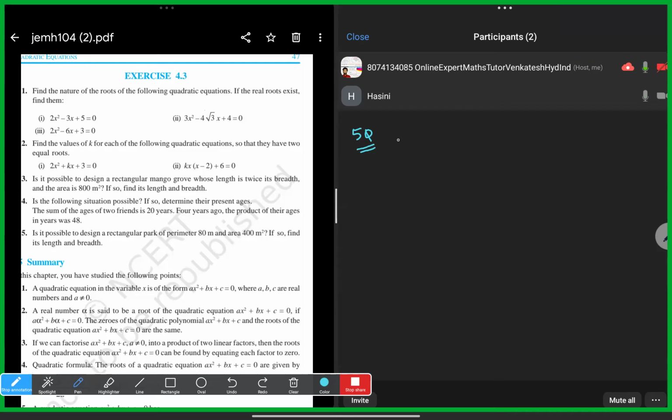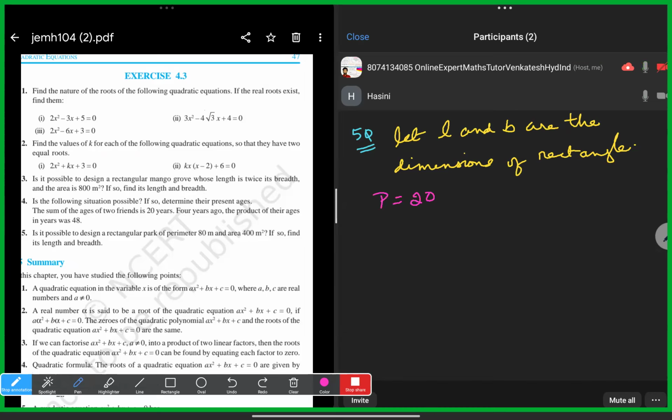So we know that a rectangle will have two dimensions. Let L and B be the dimensions of the rectangle. Now they said perimeter is equal to 80 and area is equal to 400 meters square. Find length and breadth.